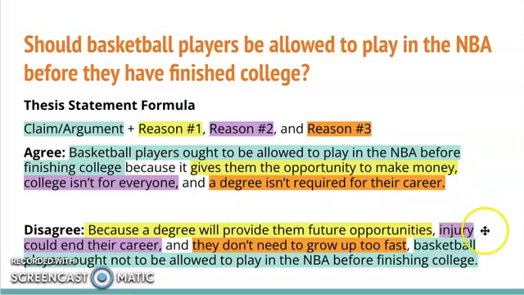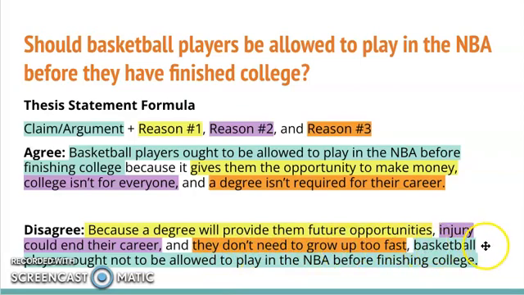And then for this next one, I am doing disagree. And you'll see that I put my 3 reasons first and then put my claim. It's okay to structure it a little bit differently like this. It just shows you another way that you could write it. So here we have reason 1, because a degree will provide them future opportunities. Reason 2, injury could end their career. And reason 3, they don't need to grow up too fast.